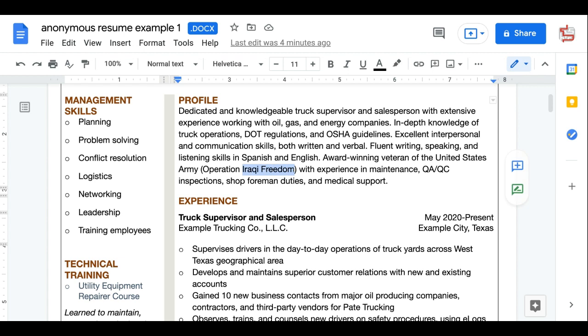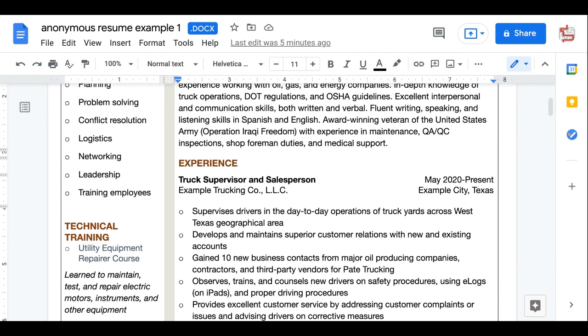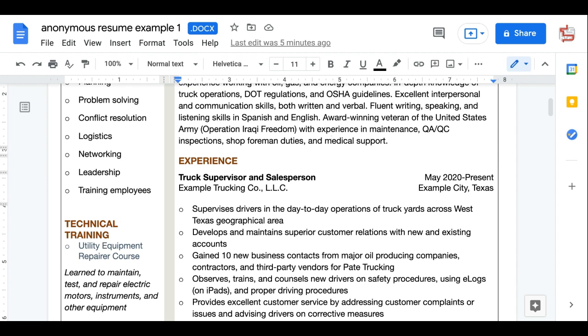This person wanted me to include where they had served exactly. So I included that. That's optional. I would not have included that otherwise, but they wanted me to call that out, which is fine. They were proud of that, and that's totally fine. And then here at the bottom, experience in maintenance, QA/QC inspections, shop foreman duties, and medical support. This part that's highlighted in blue was directly from the job ad. I included the medical support part because it tied in with this person's Army experience.